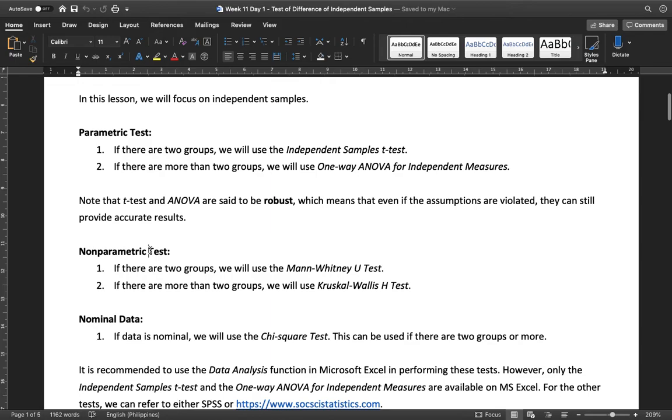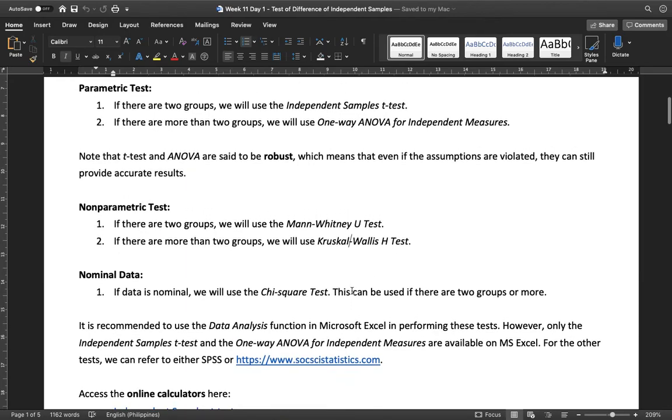For non-parametric test, ito usually ginagamit naman kapag ang data mo ay ordinal. Ito nga pala itong dalawang to, independent samples t-test and one-way ANOVA for independent measures, ginagamit ito kapag continuous or scaled ang data. Kapag ordinal, ito ginagamit. Kapag two groups, we use the Mann-Whitney U-test. Kapag more than two groups, we use the Kruskal-Wallis H-test. And kapag nominal ang data natin, we use the chi-square test. Kapag more than two groups, pwedeng gamitin pa yung si chi-square test.